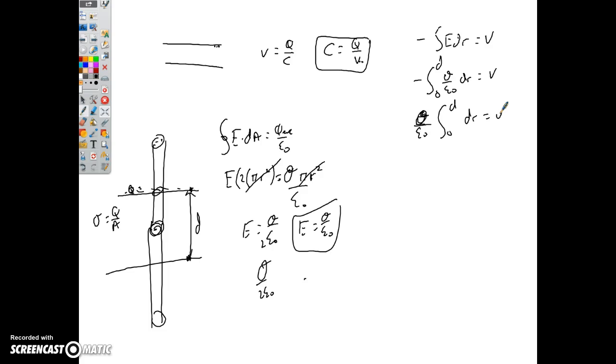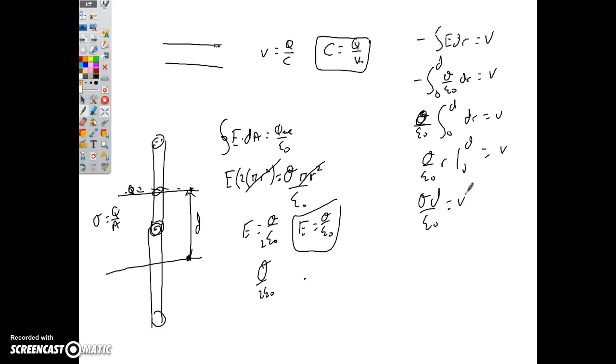Well, there's nothing in there, right? So that makes it an R, right? Sigma over E naught times R from 0 to D equals my voltage. And I get sigma D over E naught is my voltage. This is a proof, yes.